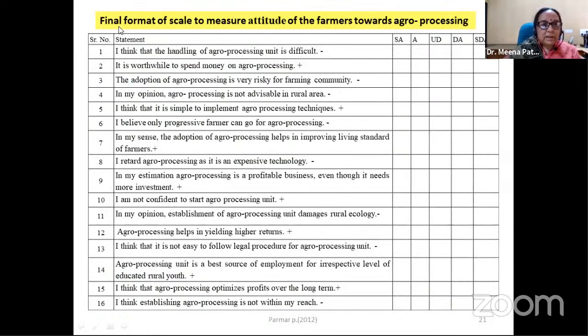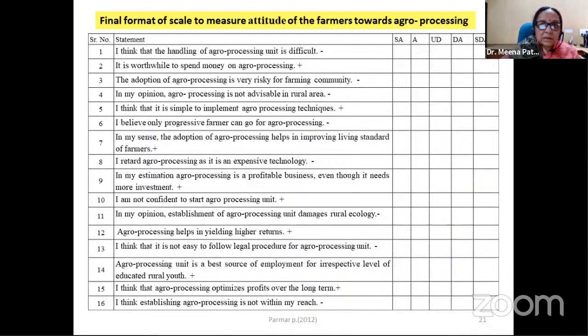So these are the final statements, how it was developed, and 16 statements were the attitude scale for measurement of attitude towards agro processing. As we know, in agro processing, a number of perishable agricultural products, especially horticultural products, go to waste. So if they know their attitude toward agro processing, whether they are positive towards agro processing or not, one can decide that they are neutral or negative.